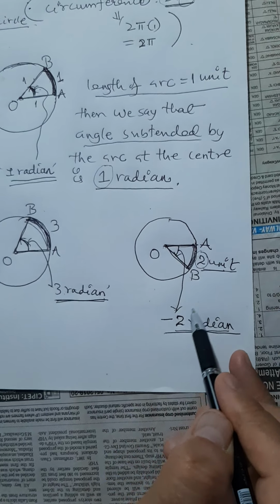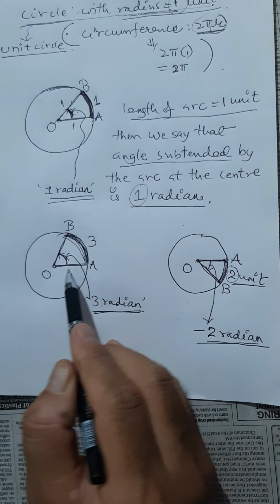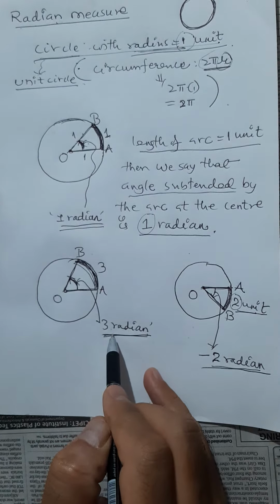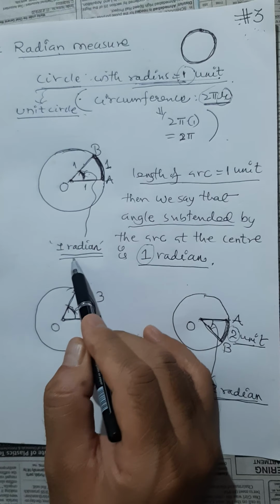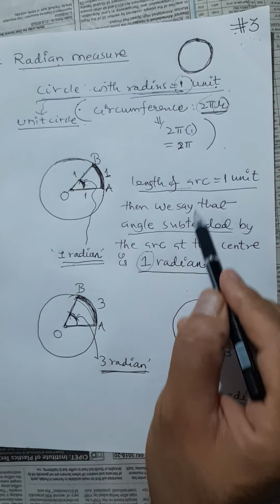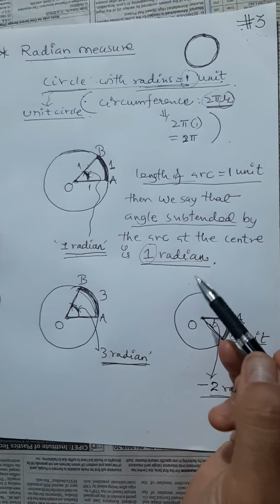So arc length equals the radian measurement of an angle. Arc length is 3, so the radian measurement of the angle is 3 radian. Arc length is 1 unit, so the radian measurement of the angle is 1 radian. Arc length equals the radian measurement of an angle. This is how we define radian.